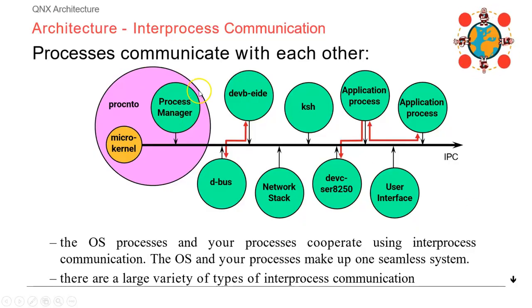So coming to inter-process communication. In QNX, all the OS services and user applications communicate using message passing. This concept is called inter-process communication. QNX offers various IPC mechanisms. The beauty here is that everything behaves like a distributed system inside one machine. Each process talks to the others through messages. So they cooperate together and form a seamless OS. This modularity is what gives QNX high maintainability.